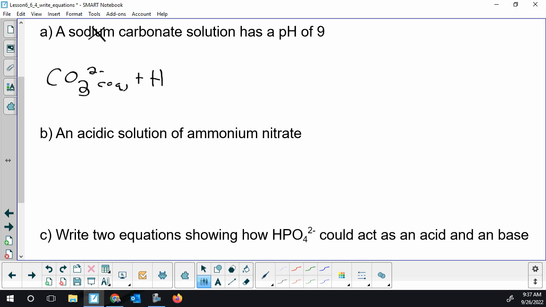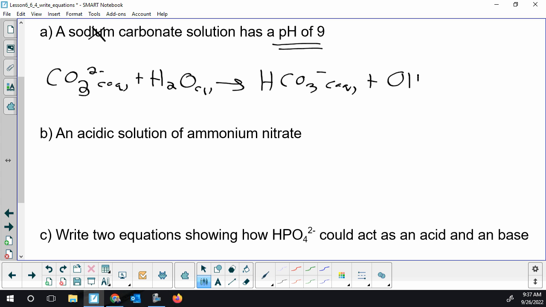That's going to react with water. pH is 9, so that's basic. So the carbonate's going to gain an H. And the water is going to lose an H. It's going to be OH minus.